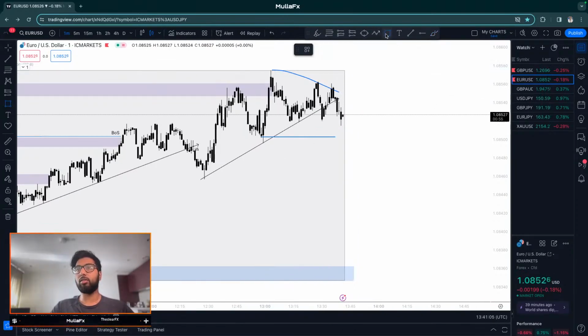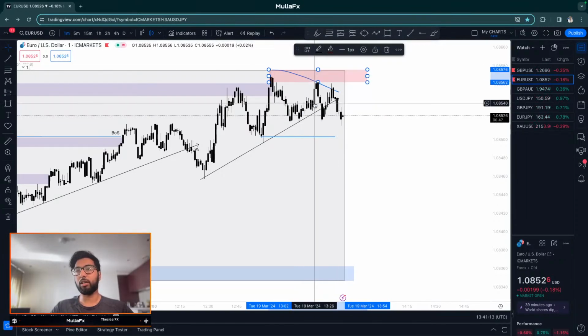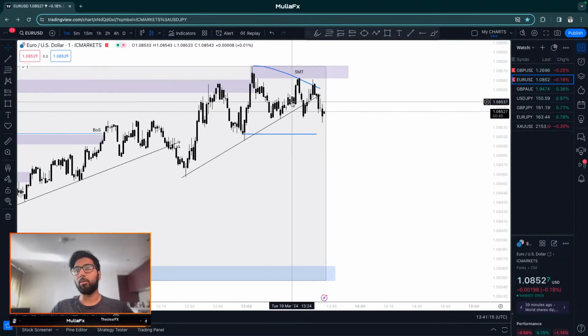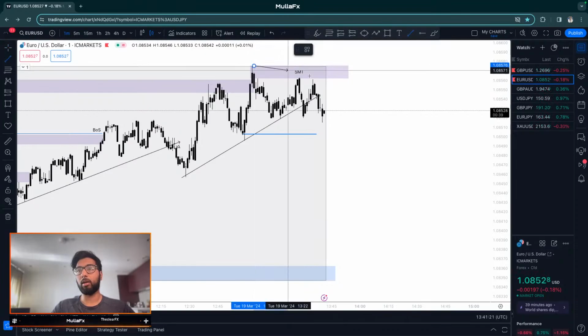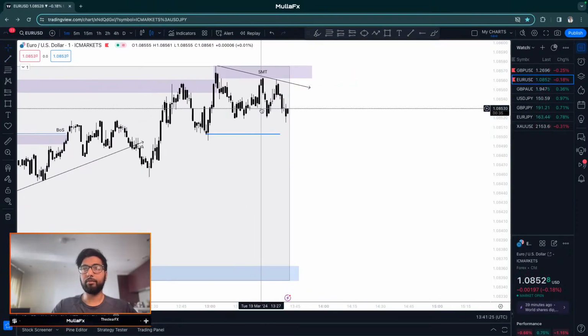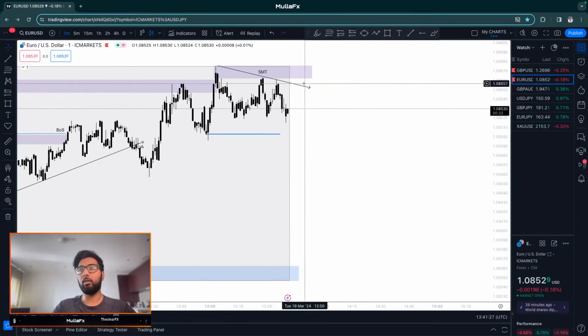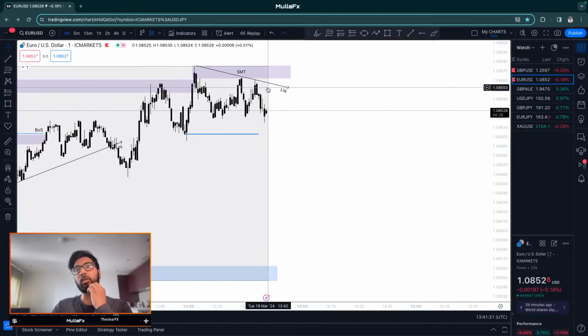These sellers that sold over here, right? The smart money traders, that are going to sell over here, they're going to get trapped. Smart money trapped, right? This is another reason. Run of liquidity, right? This is a run of liquidity.